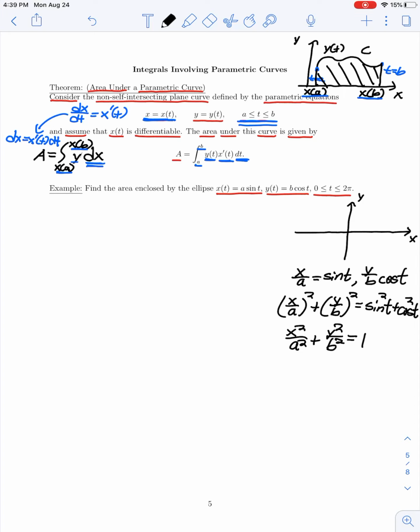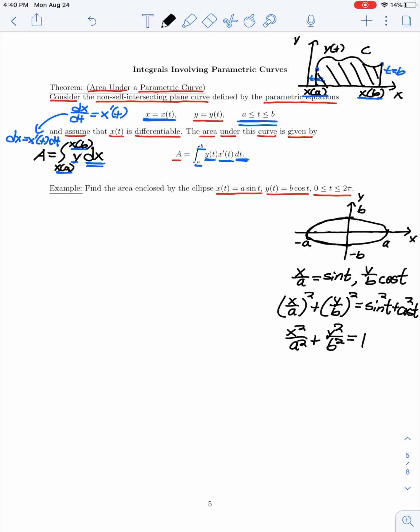Which we recognize is the equation of an ellipse, where our x-intercepts would be positive and negative a, and our y-intercepts would be positive and negative b. In this case, a and b are arbitrary. I've drawn them where a is a larger number than b. So we would have an ellipse that looks something like this.